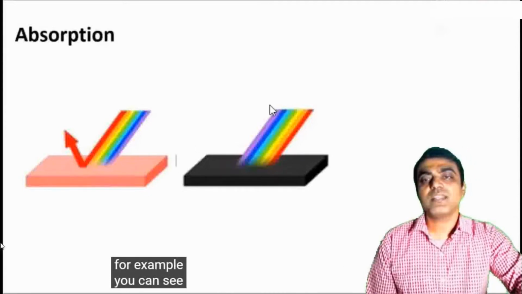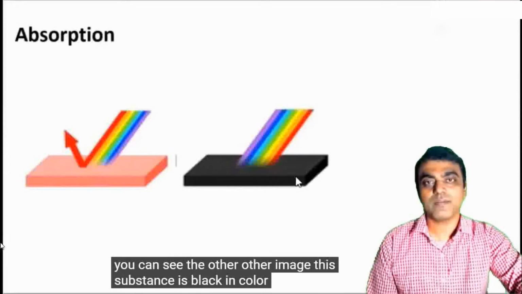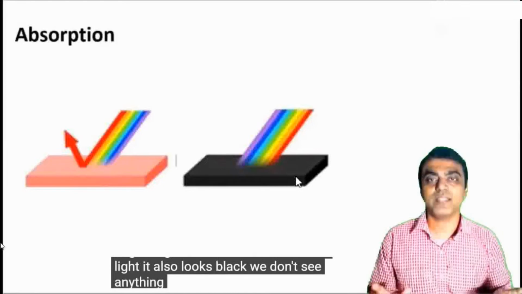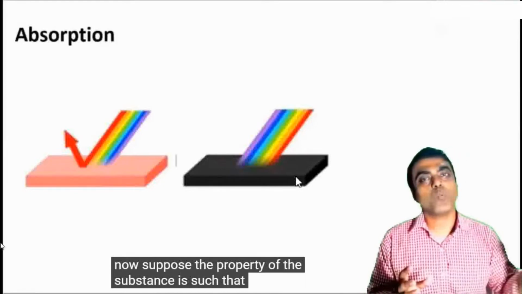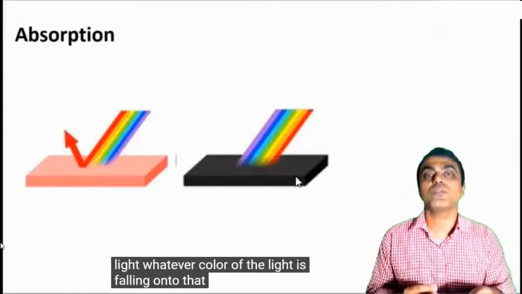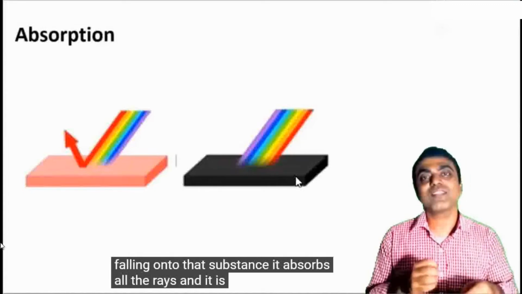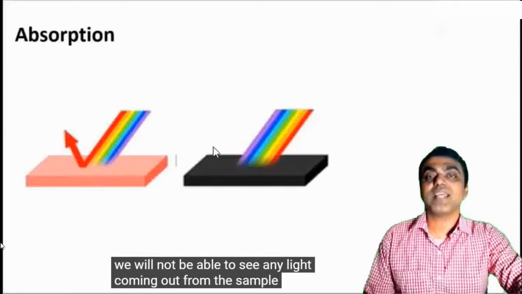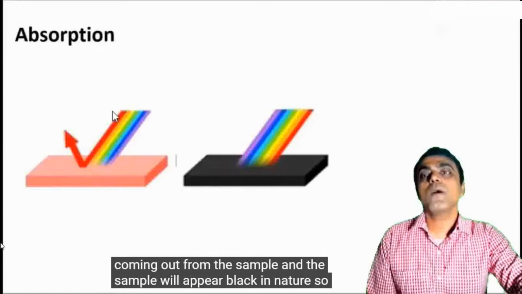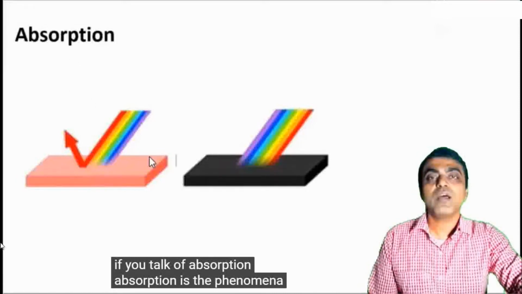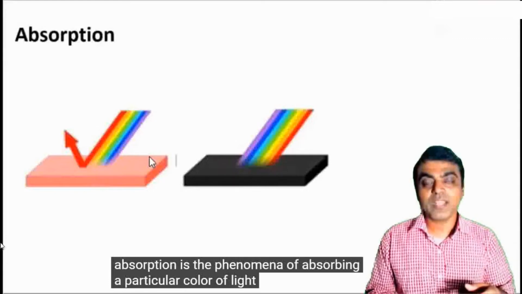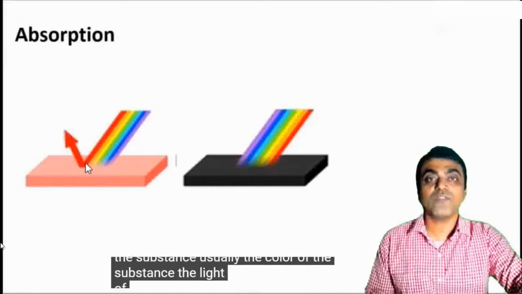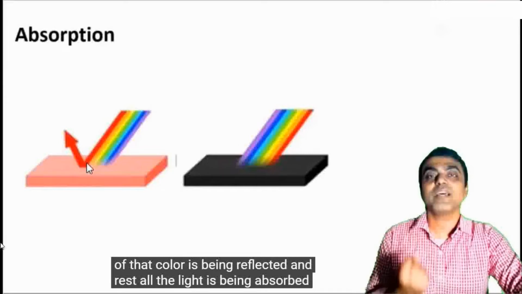Now, for example, you can see the other image. This substance is black in color. As I was telling you at the beginning, when there is an absence of light, it also looks black. We don't see anything. Suppose the property of the substance is such that whatever color of light is falling onto it, it absorbs all the rays and is not reflecting any rays out of it. Then we will not be able to see any light coming out from the sample and the sample will appear black in nature. So absorption is the phenomenon of absorbing a particular color of light, and when you see the color of the substance, usually the light of that color is being reflected and all the rest of the light is being absorbed by that substance.